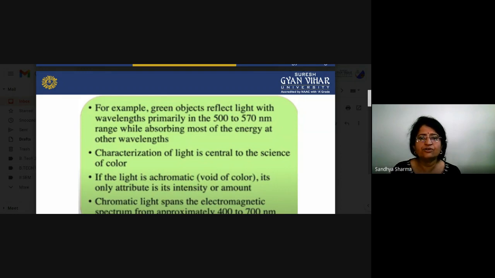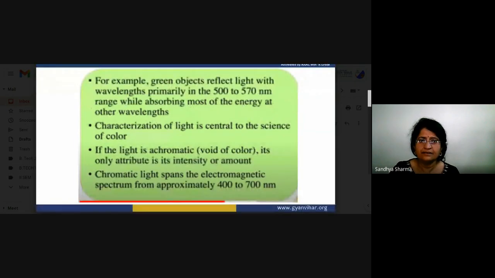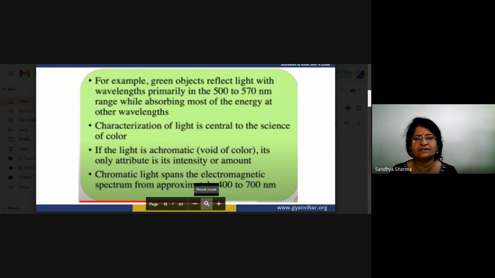The characterization of light is central to the science of color. So what are the basic characteristics? If the light is achromatic, its only attribute is its intensity or amount. And chromatic light spans the electromagnetic spectrum from approximately 400 to 700 nanometers. So that is how we describe chromatic light. What about chromatic light? The basic range of chromatic light is 400 to 700 nanometers.